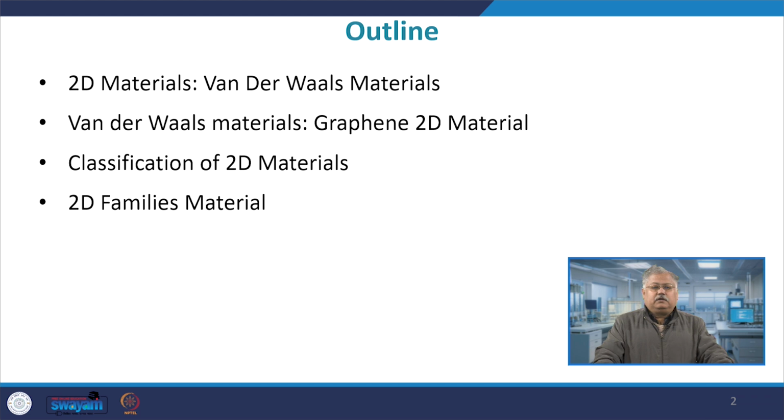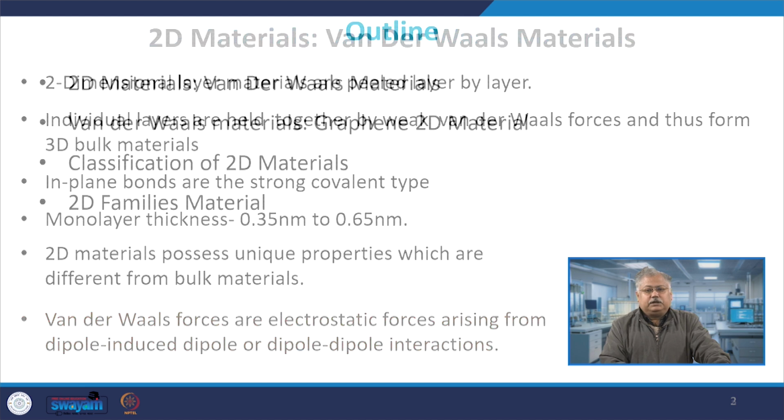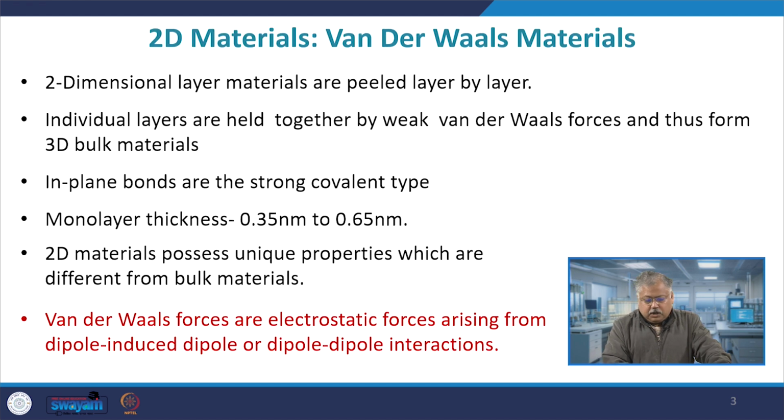Then the classification of 2D materials. We will look into 2D families of material and how they are different. So let's go first to the van der Waals material. As I told you, what are the van der Waals materials basically? These are layer by layer materials, right?